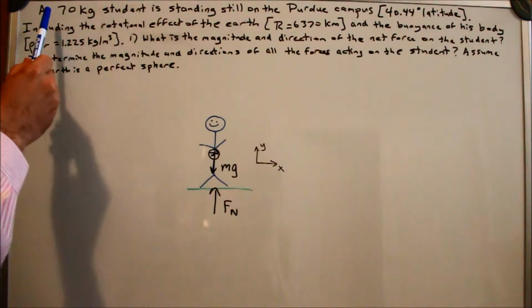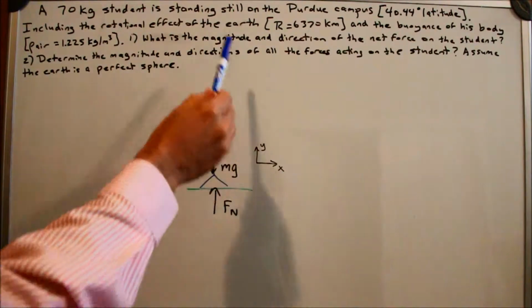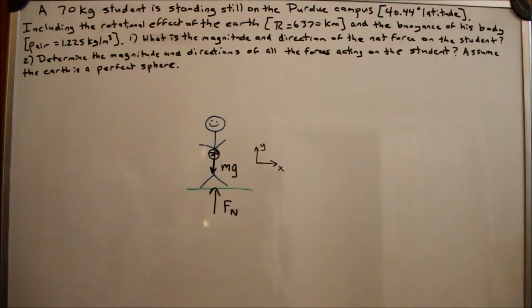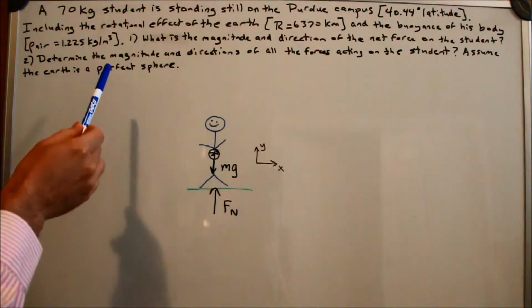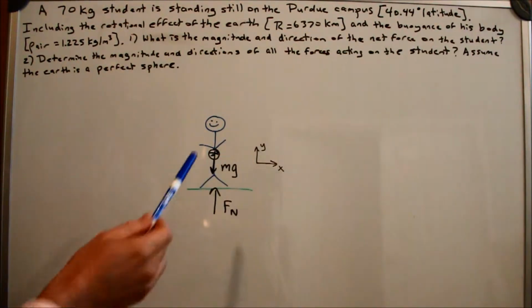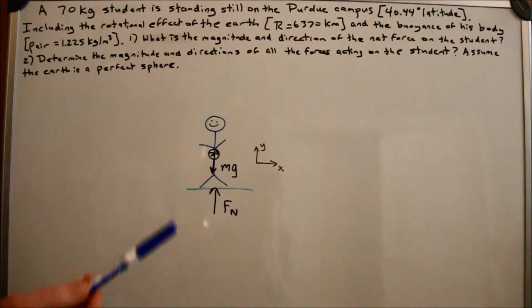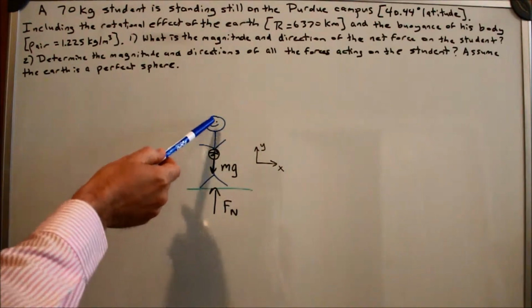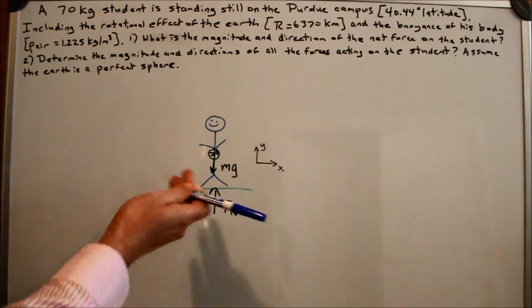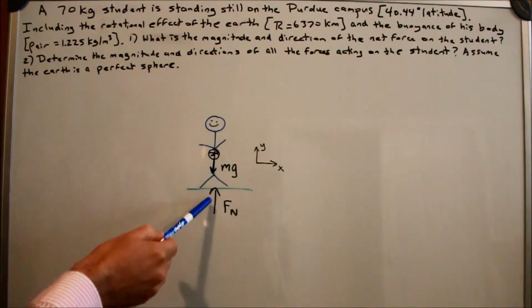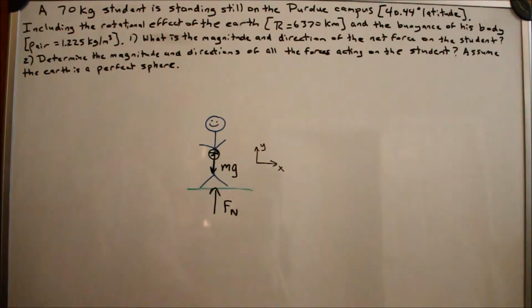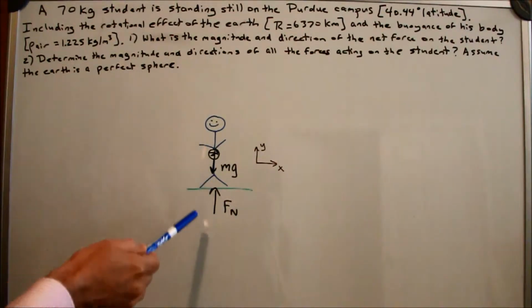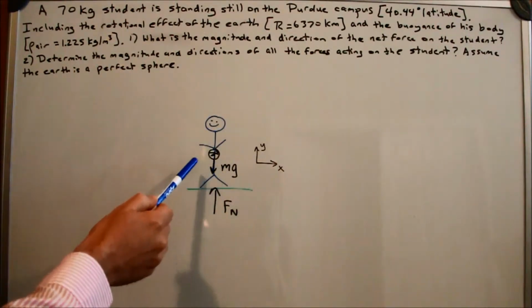In this problem, we'll assume we have a 70-kilogram student. He's standing still, not moving, on the ground of the Purdue campus, at this latitude. Normally we would say this is the free body diagram of this person. He's just standing still on the surface of the Earth. He's got a gravitational force pulling to the center of the Earth, and a normal force holding him up.